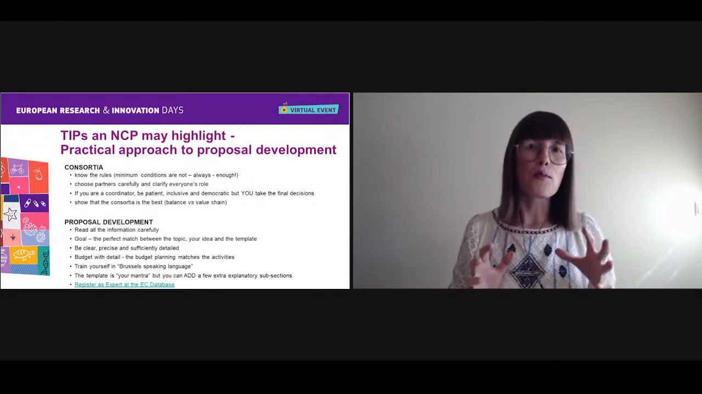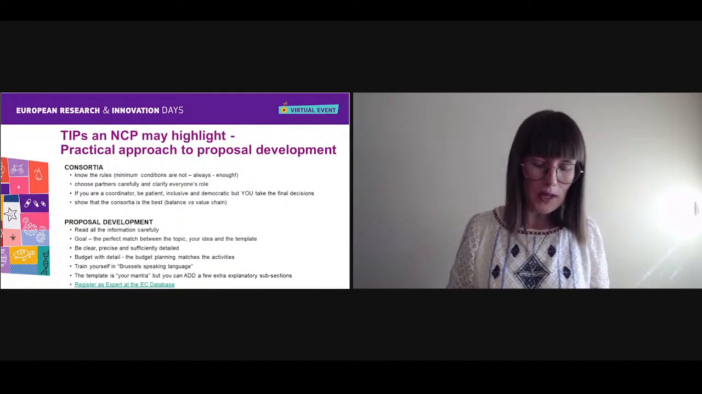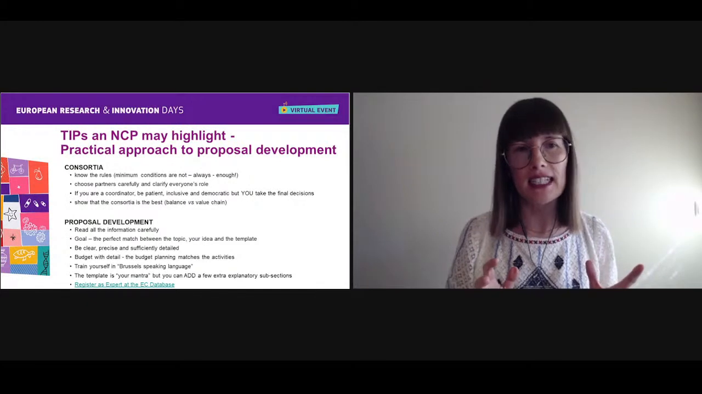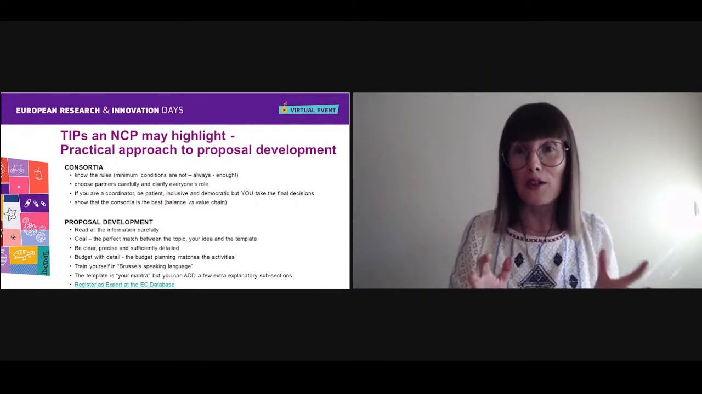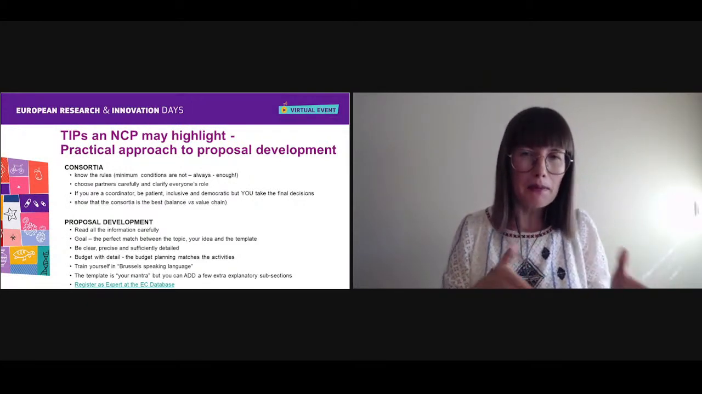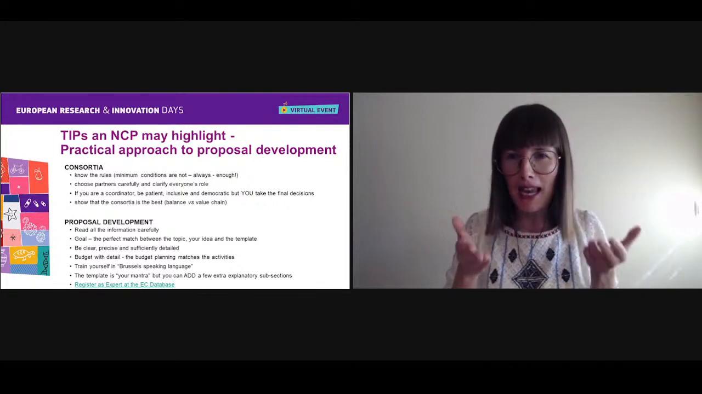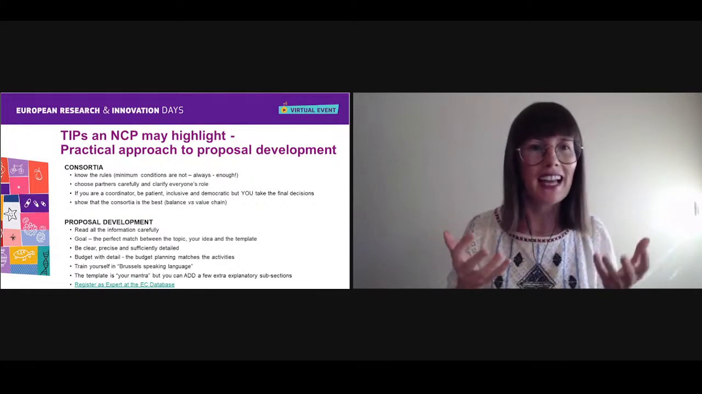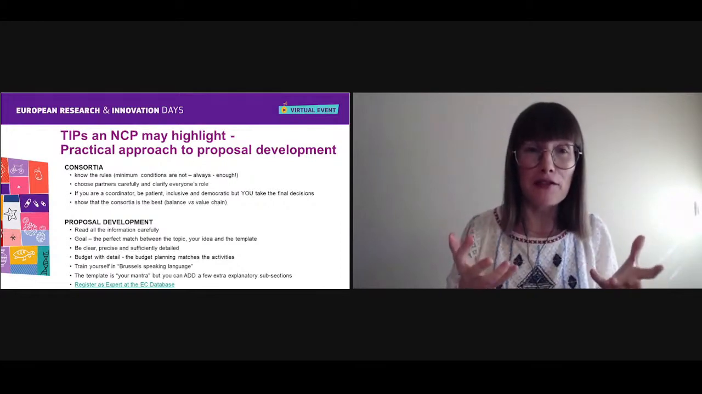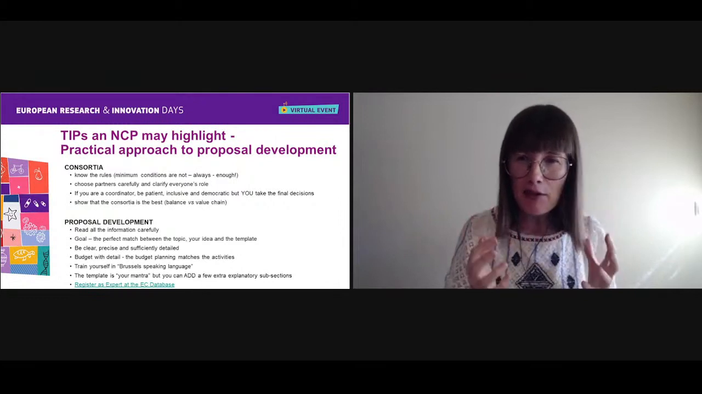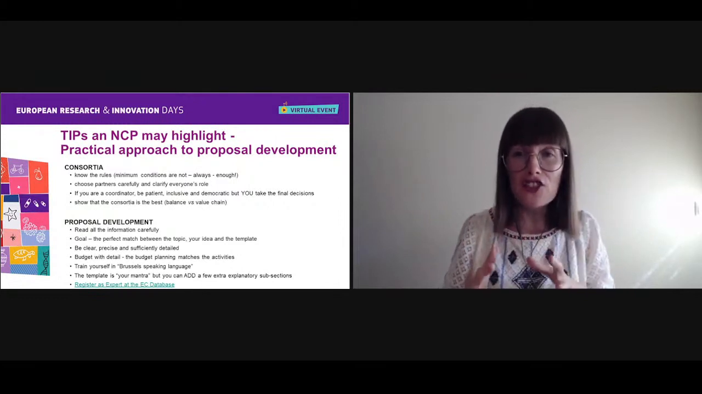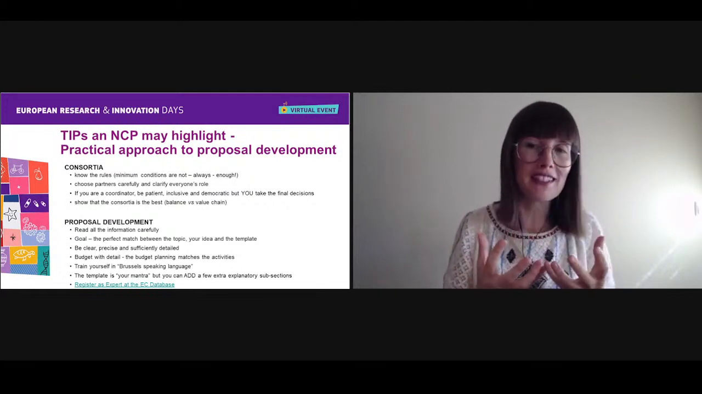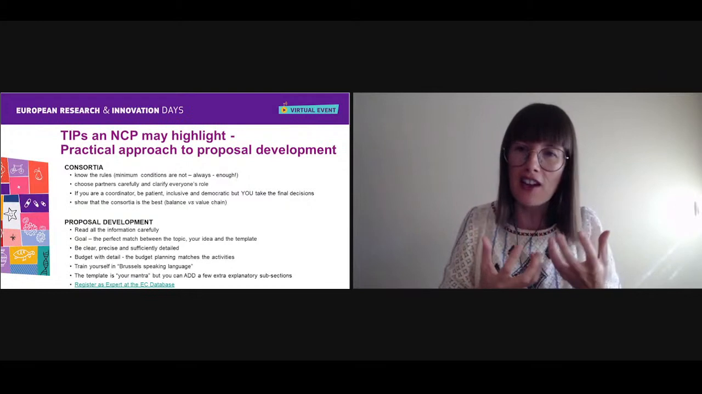When we talk about practical tips concerning the consortia, we know the rules, we know the minimum rules, but is the minimum enough? Let's make the balance. Is the minimum enough? Probably not. We have to look at it very carefully. Choose the partners very carefully and clarify the role of each partner. This is like a bouquet of flowers, but they have to complement each other. They have to feed each other's needs.